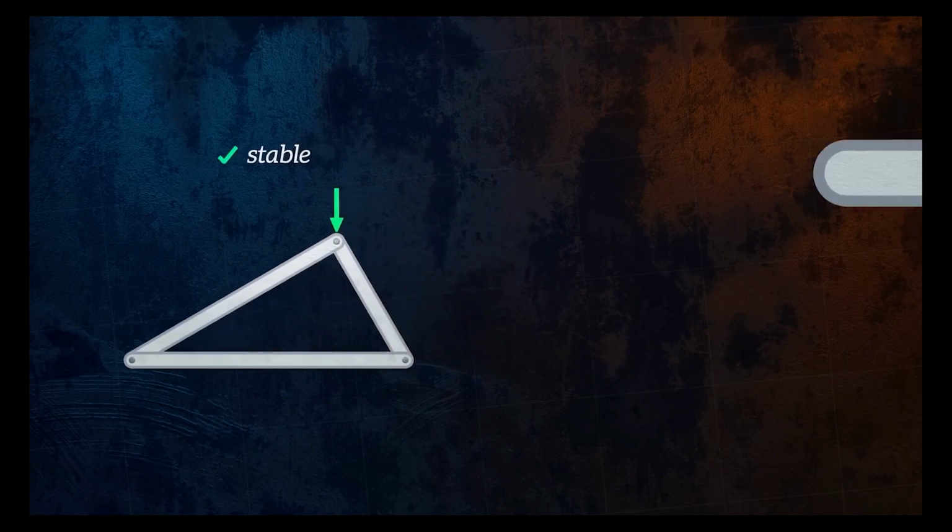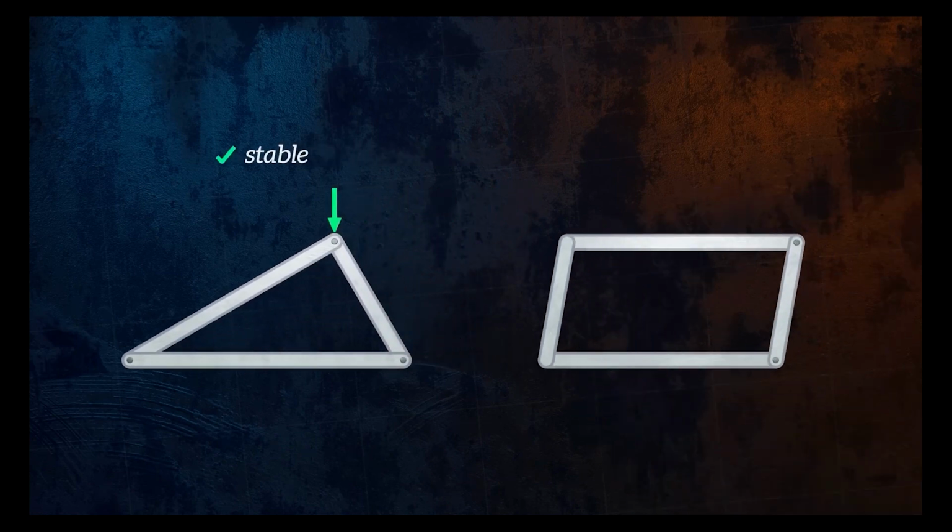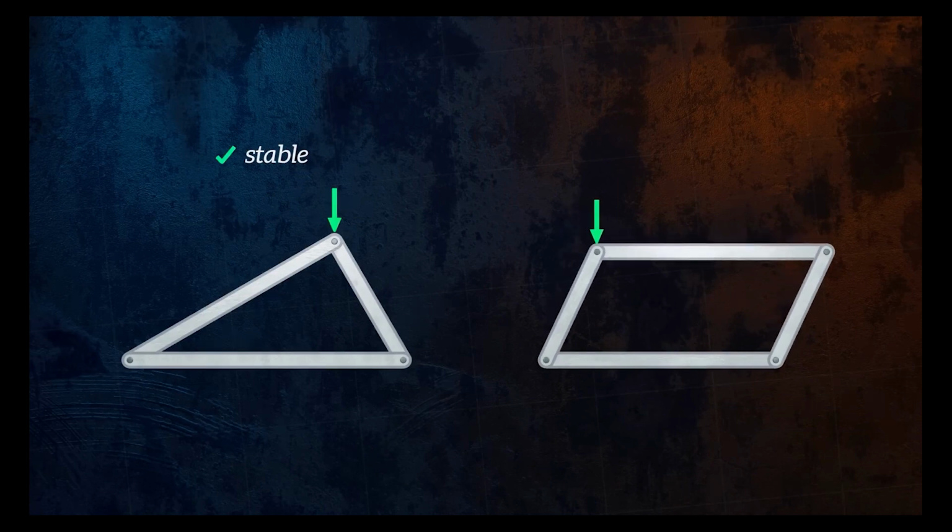However, joining four members together doesn't form a stable structure. In this four-member truss, the angles between members may change without changing their lengths, making it a terrible choice as the foundation of any building.